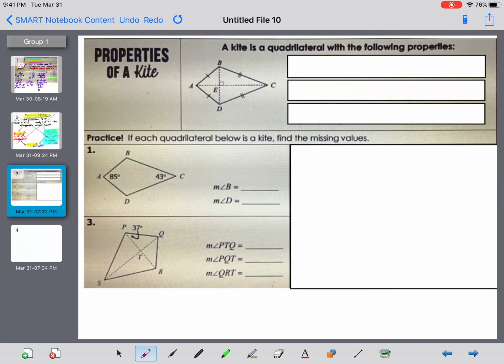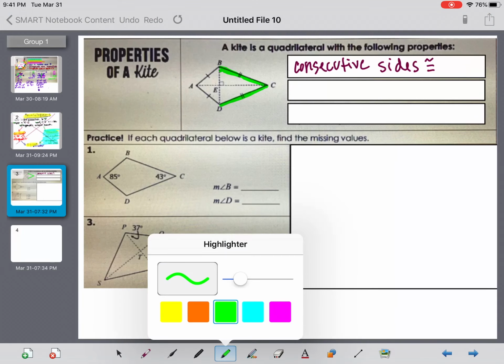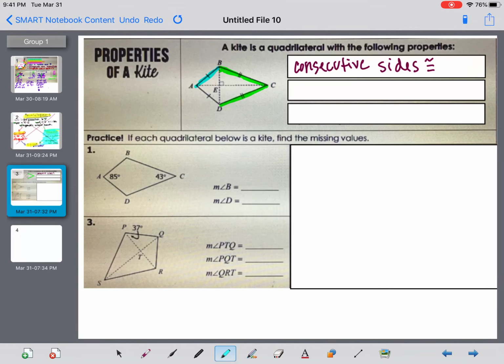Let's talk about this. In a kite, consecutive sides are congruent. Neighboring sides, pieces that are next to each other, are congruent. What I mean by that is that the long sides that are right here next to each other at the bottom are equal, and the short sides that make up the top of the kite are equal. Now, the long sides and the short sides are not equal to each other. Just long is equal to long and short is equal to short.